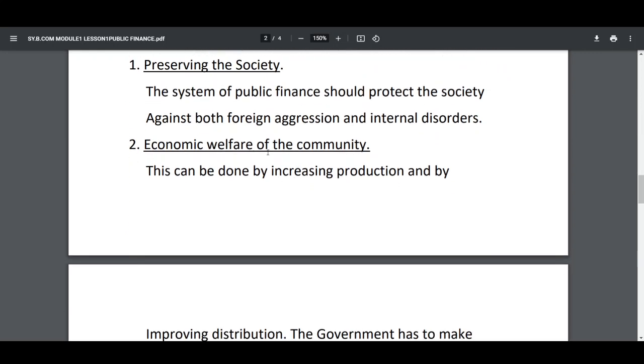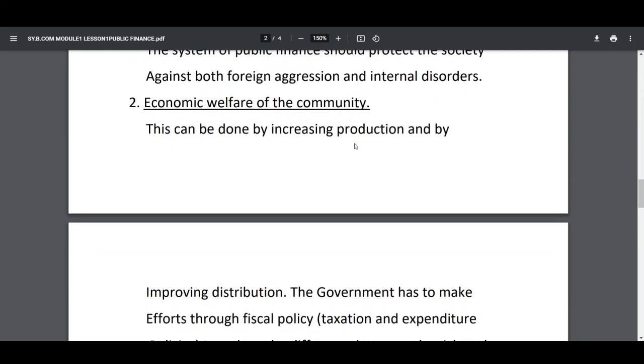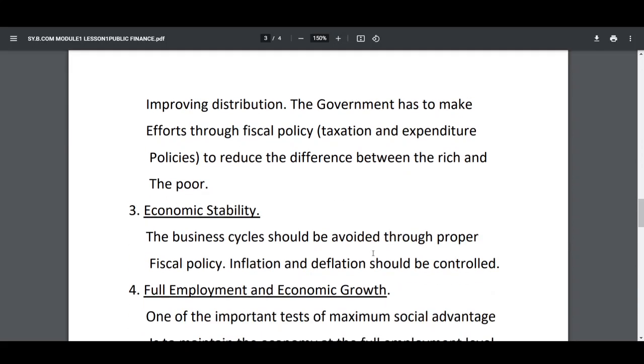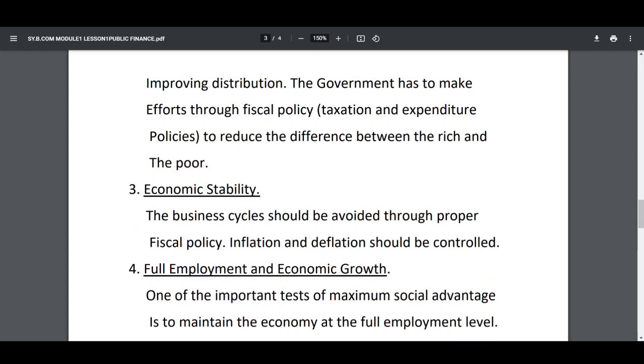Second point, economic welfare of the community. This is the second test which is given by Dr. Dalton to test the principle of maximum social advantage. This can be done by increasing production and by improving distribution. And in order to improve distribution, what the government has to do? The government has to make efforts through fiscal policy. In short, we can say the policy related to taxation and expenditure. That only we are calling as fiscal policy, to reduce the difference between the rich and the poor.